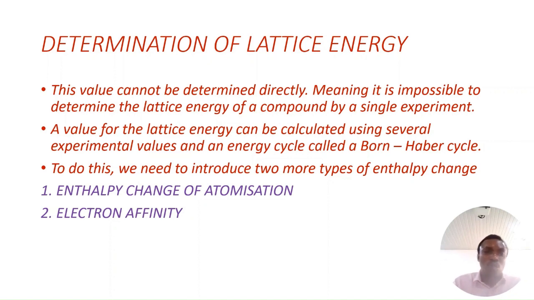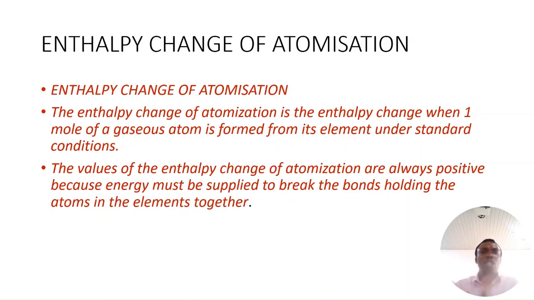So now to do this, we need to introduce two more types of enthalpy change. We're going to talk about the enthalpy change of atomization and electron affinity. So we need to have a comprehensive understanding of these terms. We need these values so that we can confidently and accurately calculate the lattice energy of a particular ionic compound. Now we'll talk about enthalpy change of atomization.